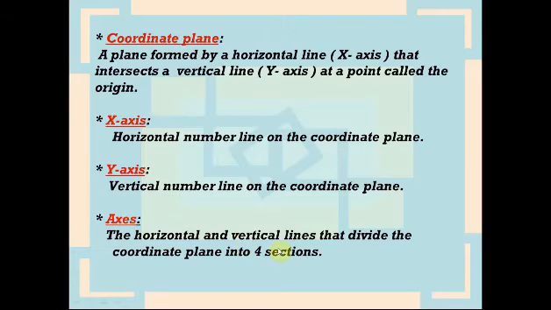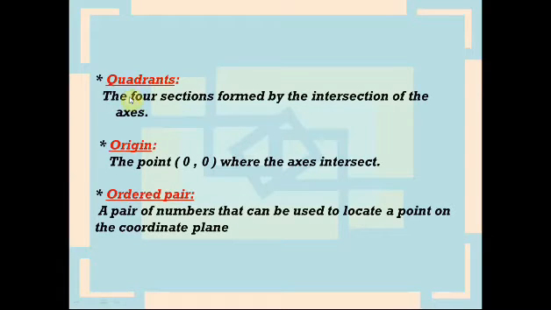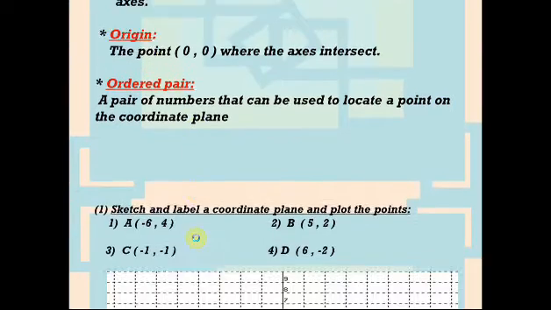Axes: the horizontal and the vertical lines that divide the coordinate plane into four sections. These four sections are called quadrants. Quadrants: the four sections formed by the intersection of the axes. Origin: it is the point (0, 0), 0 in x and 0 in y, where the axes intersect. Ordered pair: a pair of numbers that can be used to locate a point on the coordinate plane.